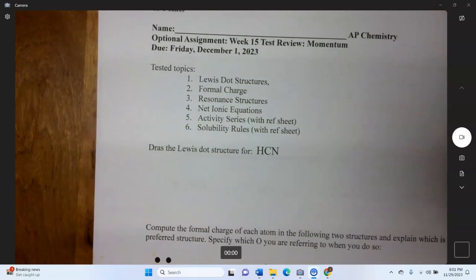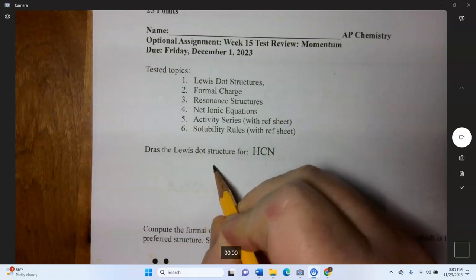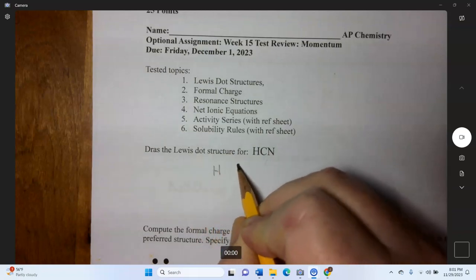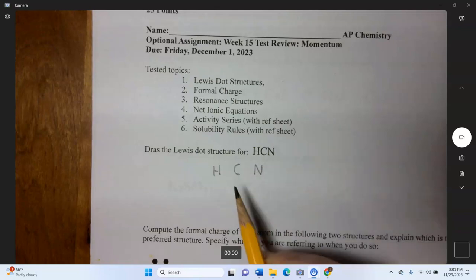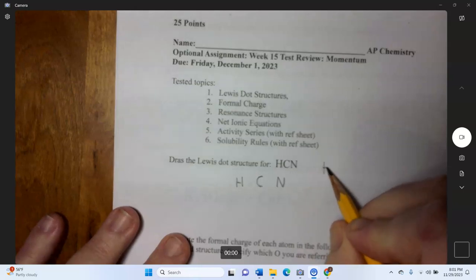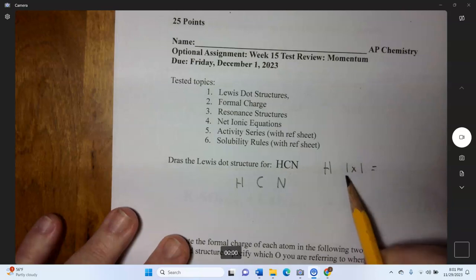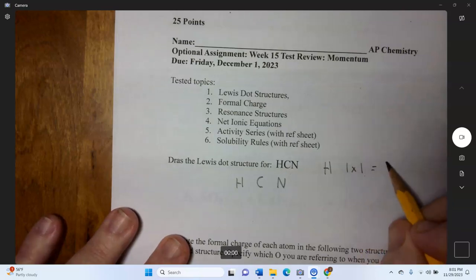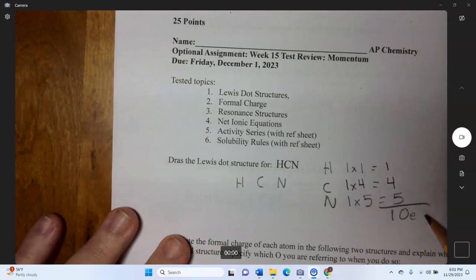Okay, so let's get going on this. Draw a Lewis dot structure for this. Your best guess as to what the shape is is probably the same as the chemical formula, with the least electronegative element in the middle. Now we have to count the valence electrons. 1 hydrogen times 1 valence electron. So you have a total of 10 valence electrons among those 3 atoms.